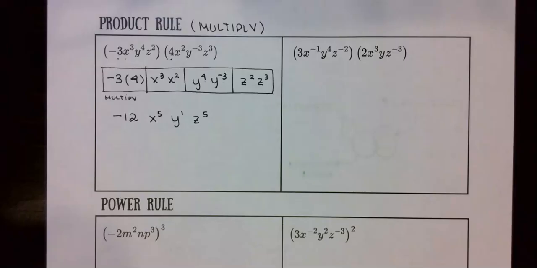We have one of each kind. We have only one x, one y, one z. No negative exponents, no zero exponents. This is my final answer.